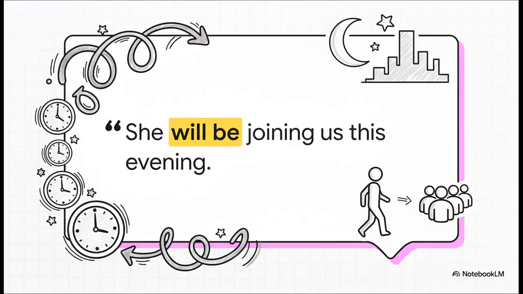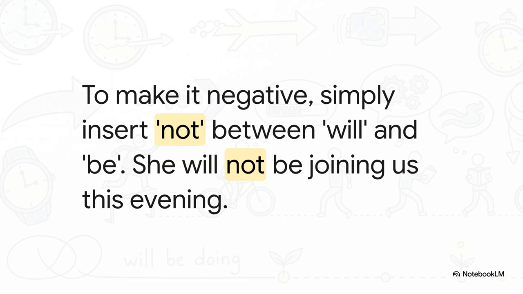All right. Let's start with a basic positive sentence, just to have a foundation. Something like, she will be joining us this evening. See? It paints a picture of something that's going to be happening later. Now let's play around with this and see what we can do. Want to make that negative? It's ridiculously easy. You just pop the word not right after will. So it becomes, she will not be joining us this evening. Or, how we'd probably actually say it, she won't be joining us.